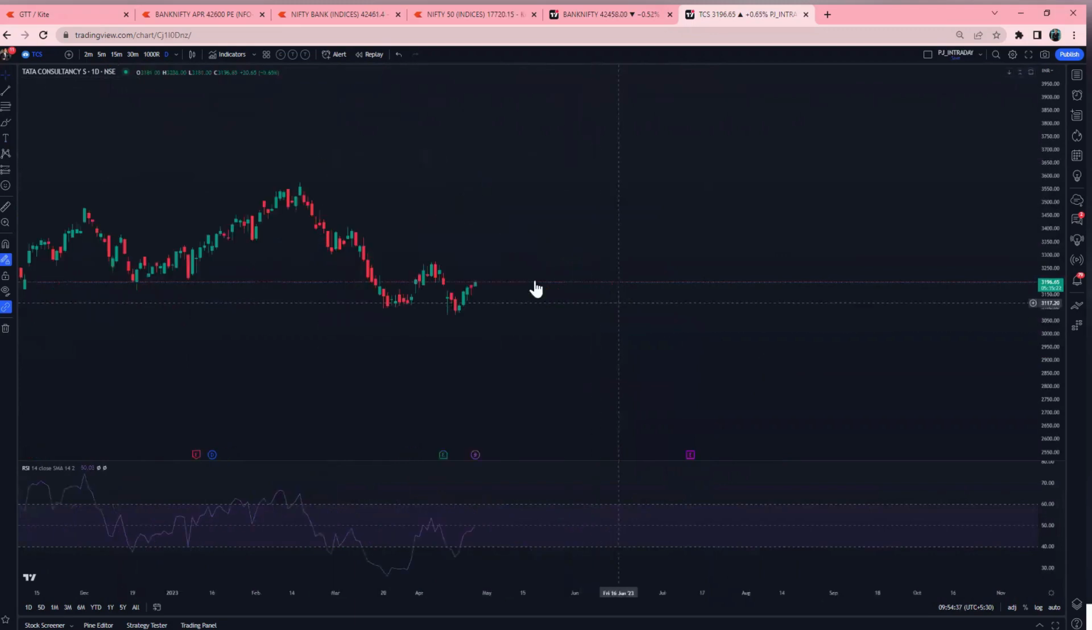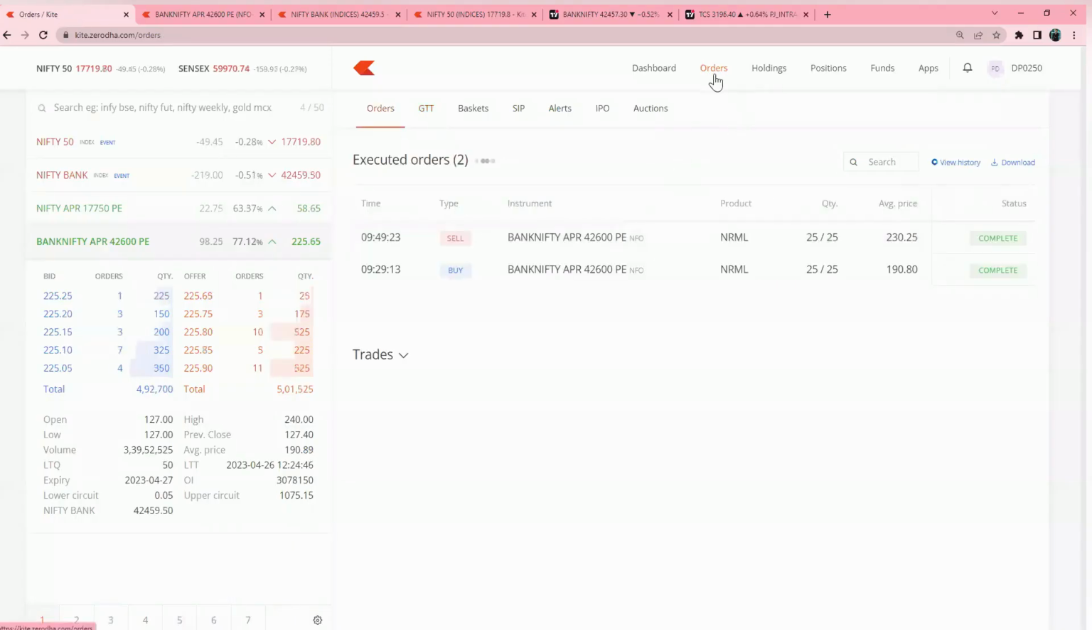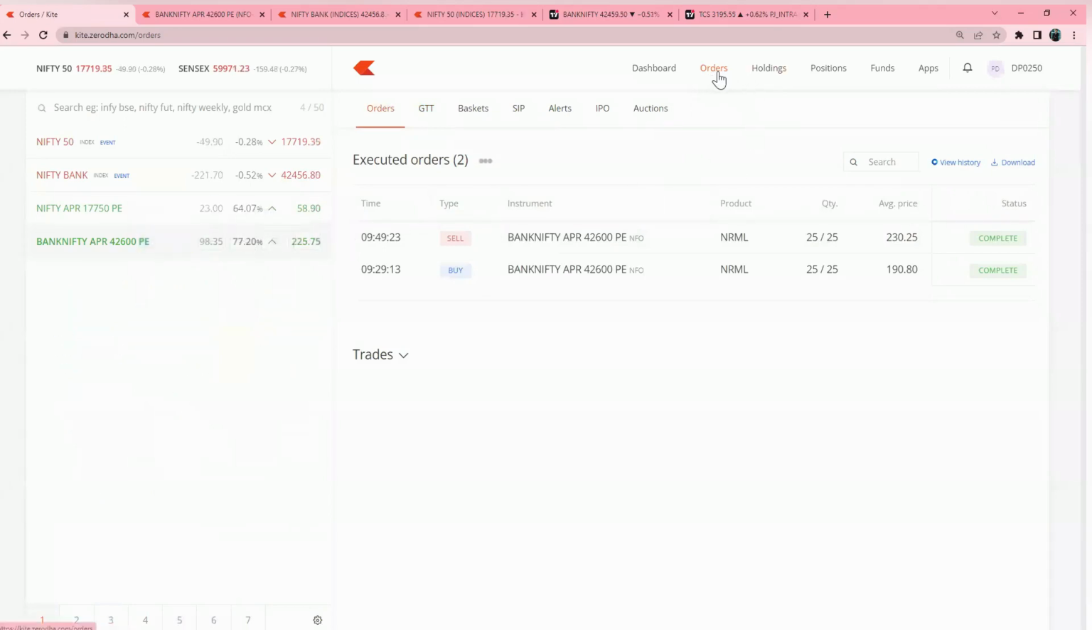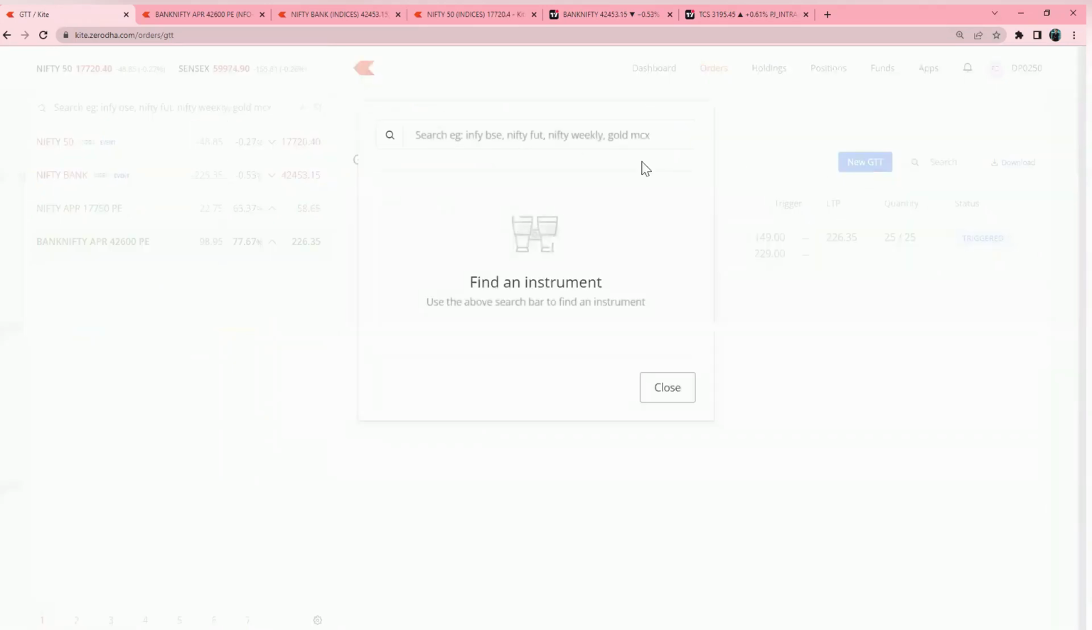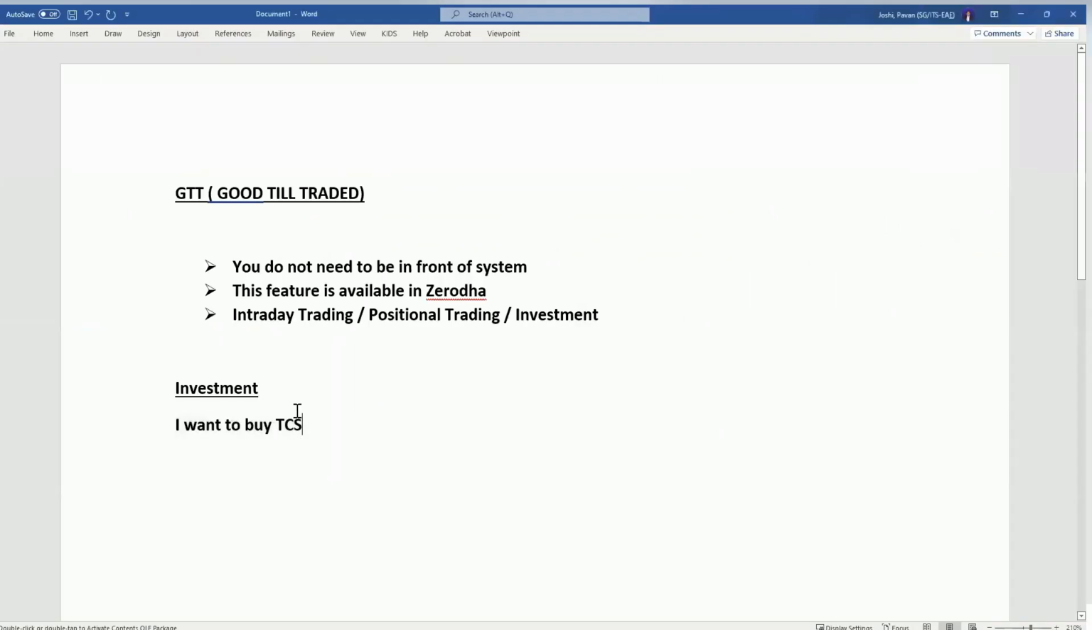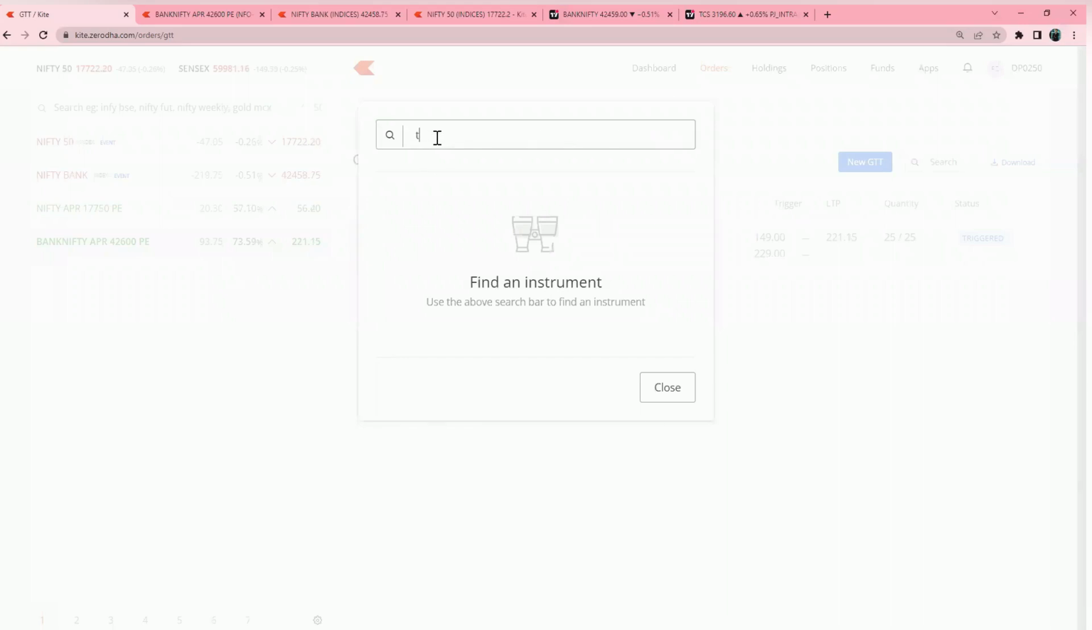So this is an opportunity to show you that yes, I want to buy TCS, and for this TCS I want to place a GTT order. GTT means Good Till Triggered orders. Even if I am not available at my system, I want to buy this. How do I buy this? Log into your Zerodha terminal, go to GTT, click on new GTT. Once you click on new GTT, since we are buying TCS, I want to place a GTT order for this.